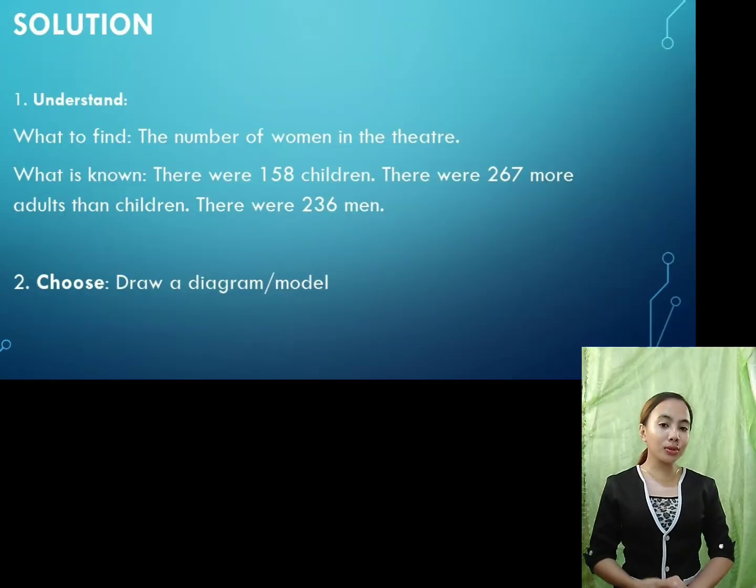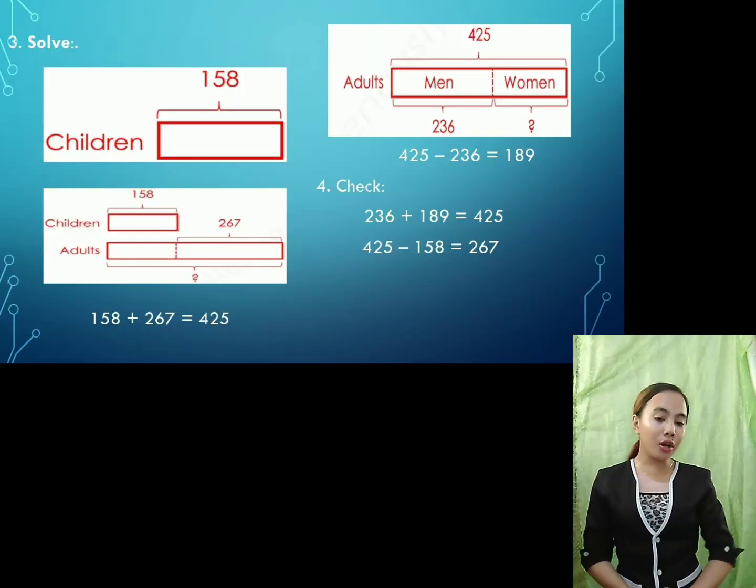The solution goes like this. First, remember we need to understand. What we need to find is the number of women in the theater. What is known? There were 158 children. There were 267 more adults than children. There were 236 men. Second, we need to choose. We need to draw a diagram or model. Third is solve. So this is the diagram.